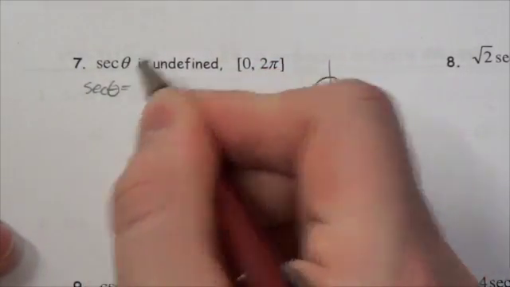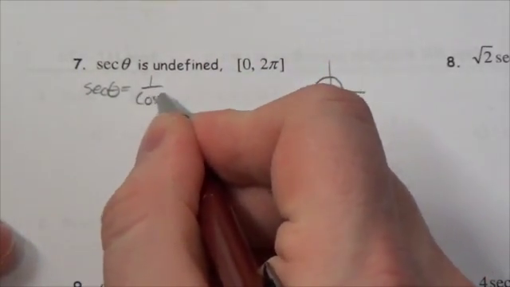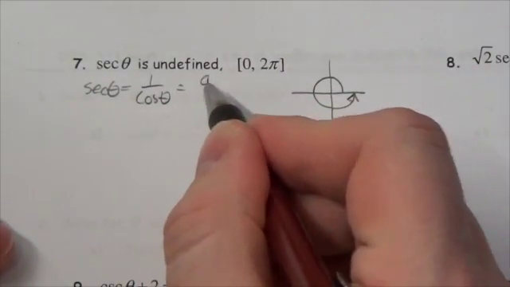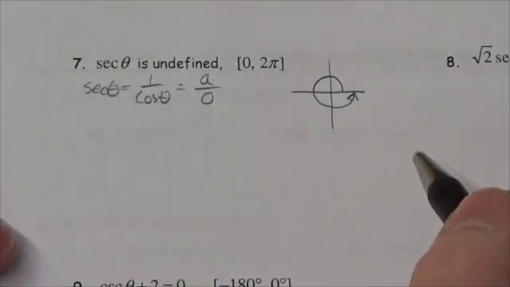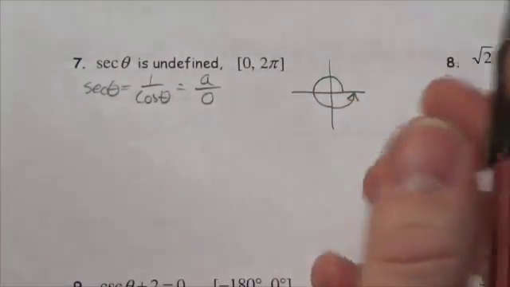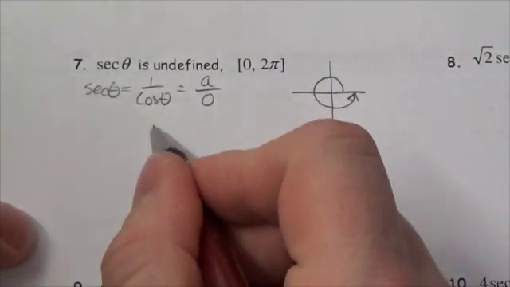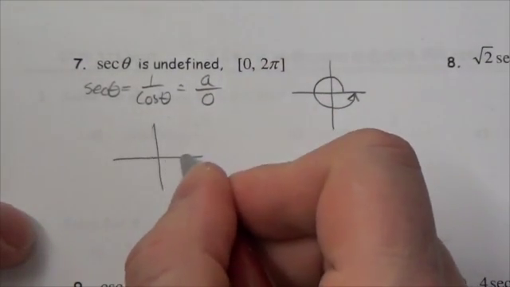Secant of theta is going to be the same as 1 over the cosine of theta. Now, this will be undefined so long as I've got some number divided by 0. That's what I'm looking for here. So essentially what this is asking is, where does cosine go to 0? So again, let's take a quick look at that unit circle.